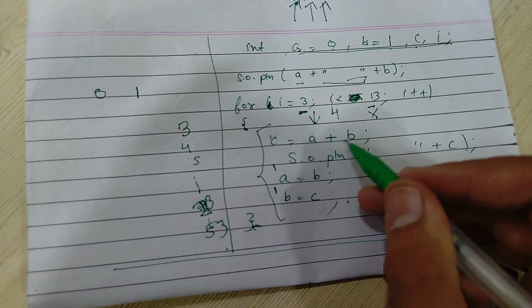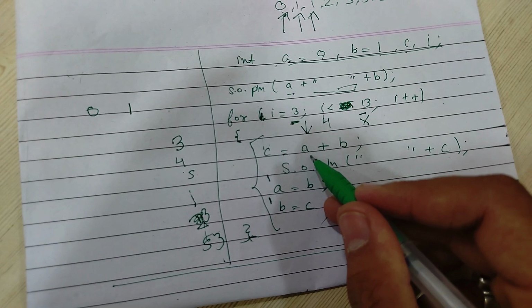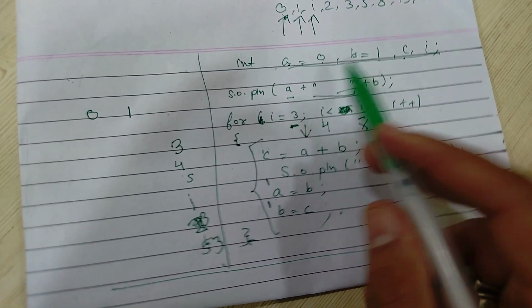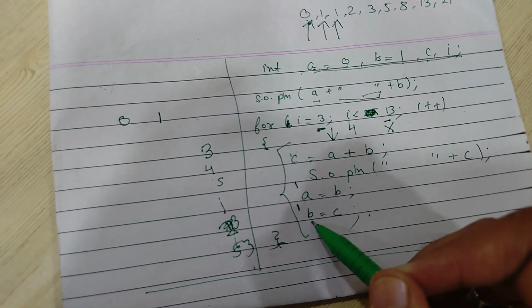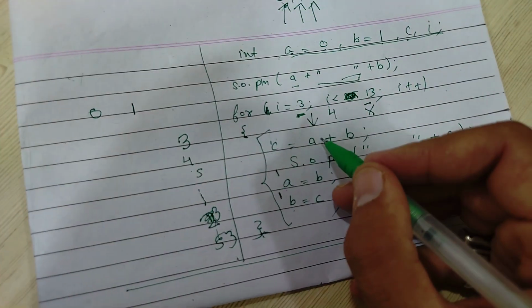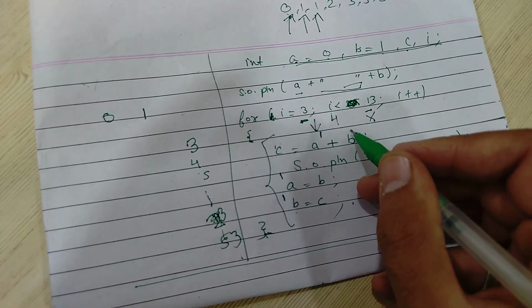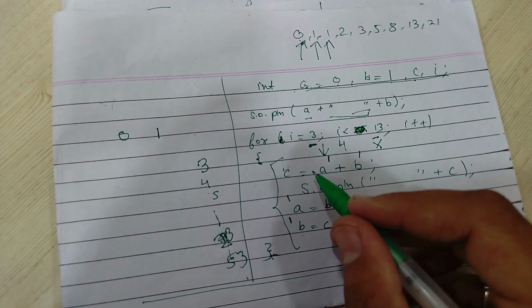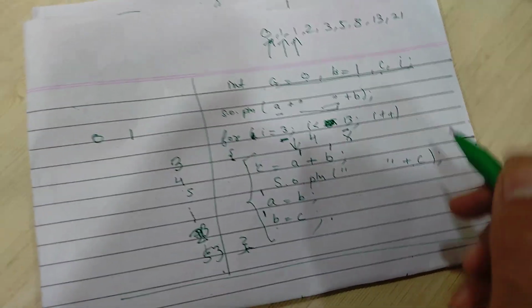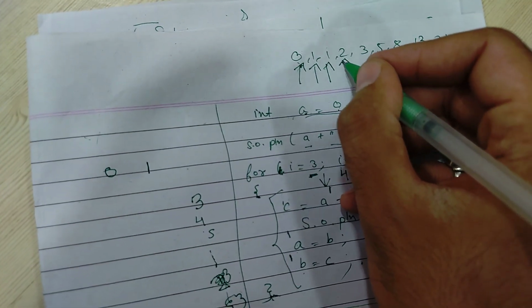Now we again have C, A and B here, but this time the values of A and B will not be 0 and 1, but the values that we got here. So A is 1 and B is again 1. So A 1 plus 1 is 2. So in the println, we have this 2 here. So this 2 will be printed.